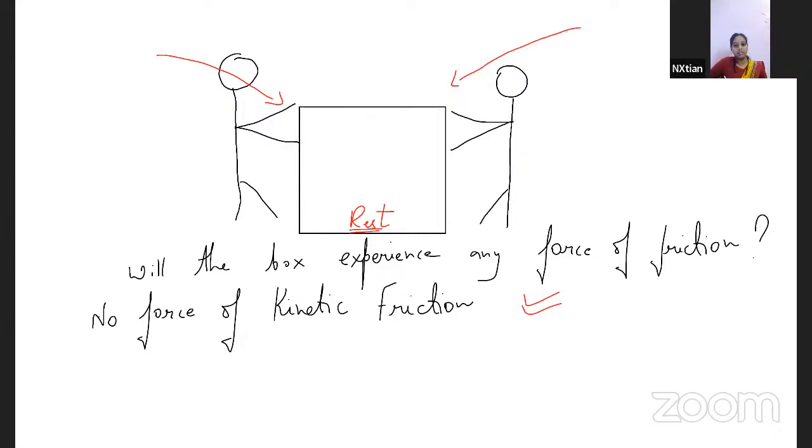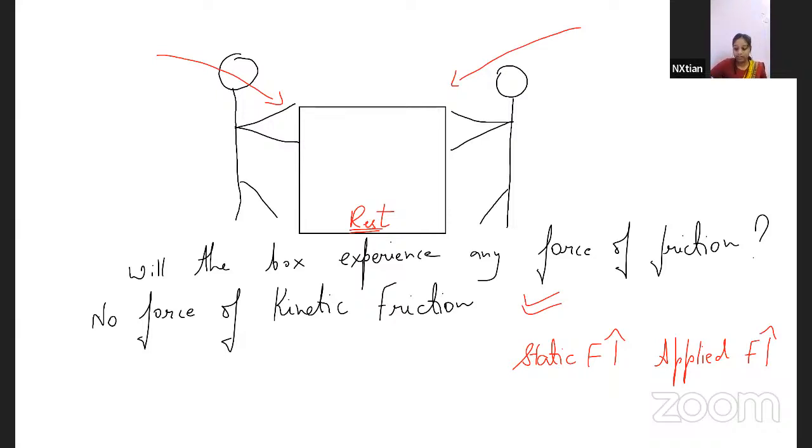So this friction is responsible for keeping an object at rest even when a force is applied to it. This force of static friction increases as the applied force increases. Understand this: static friction increases as the applied force increases.